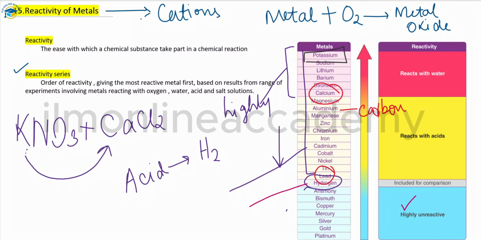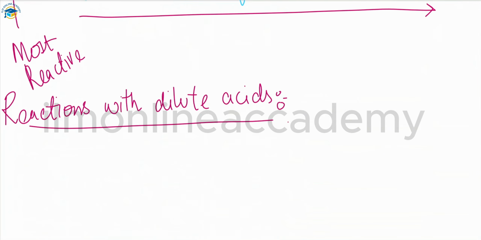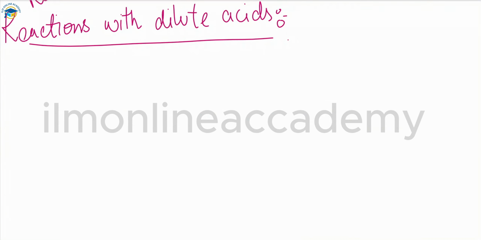Alkali metals of group 1 and indeed calcium are too reactive to safely add to even dilute acids. They do produce hydrogen but too vigorously. But we have some metals that show reactivity with dilute acids, like magnesium. We have a strong reaction of magnesium with dilute hydrochloric acid or dilute sulfuric acid.